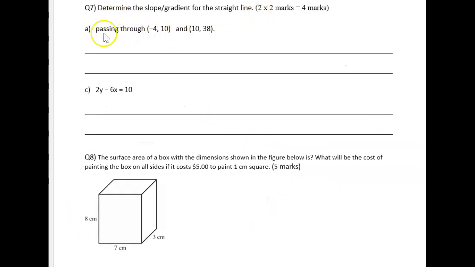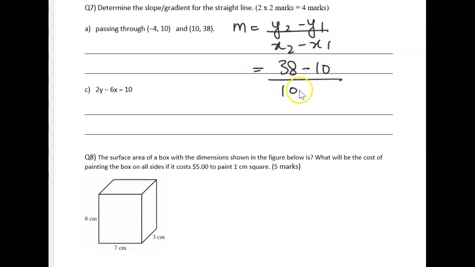Okay, for the next question, you're finding the gradient. So your gradient is y2 minus y1 over x2 minus x1, which is your 38 minus 10 over 10 minus minus 4. Okay, so 38 minus 10 is 28 over 10 plus 4 is 14.